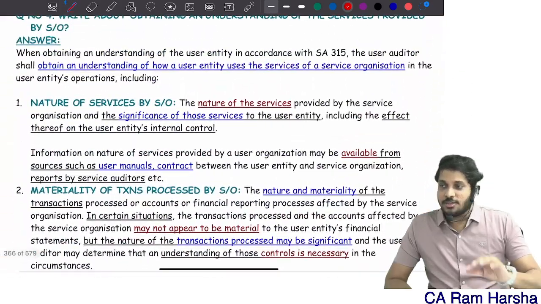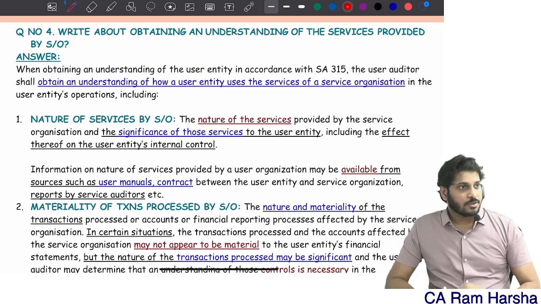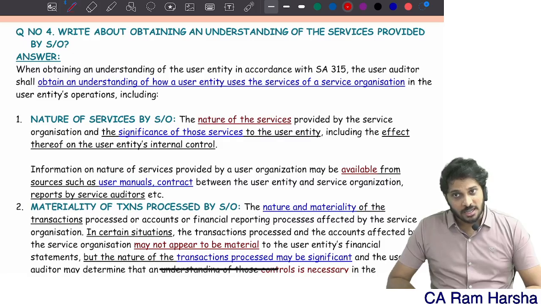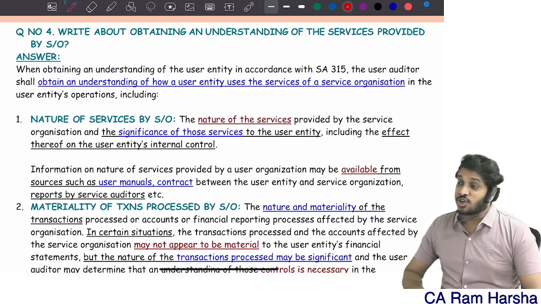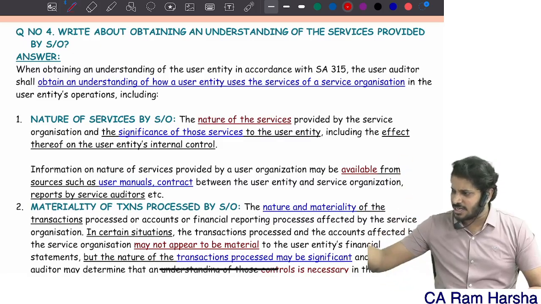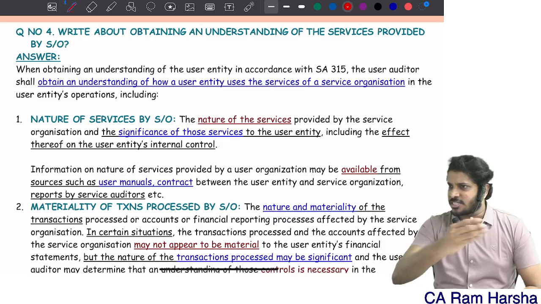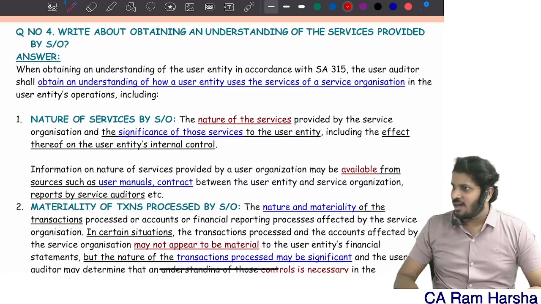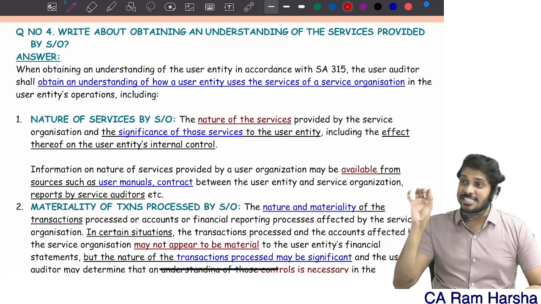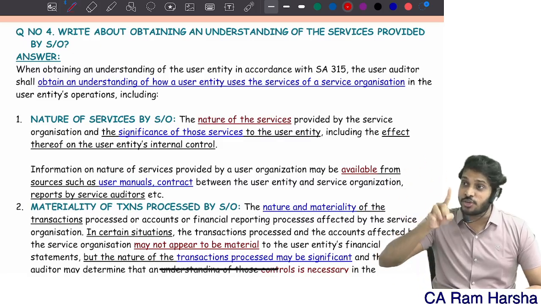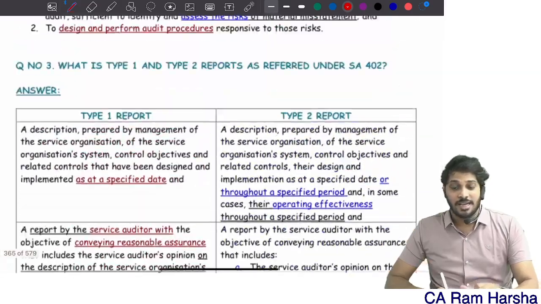Now, we are the auditor of the user entity. We are the user auditor. When I get to know that the user entity is using service organization services, like cloud services, third party services, supply of manpower, security guards and so on, are they all relevant to me? No. What services provided by a service organization are relevant to the user auditor? What services are relevant?